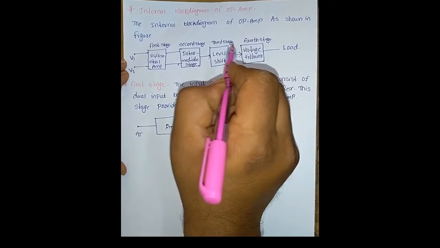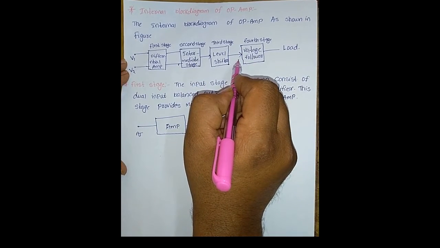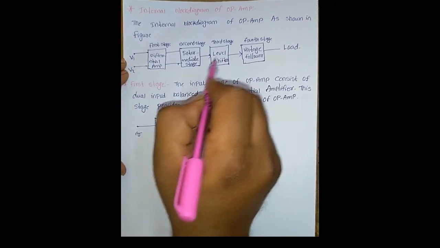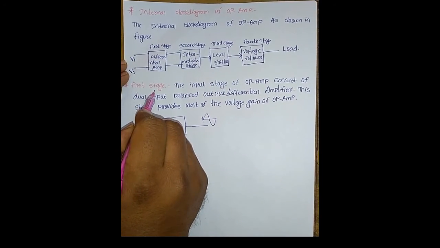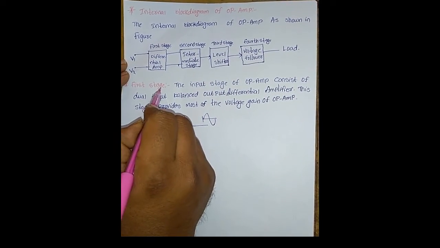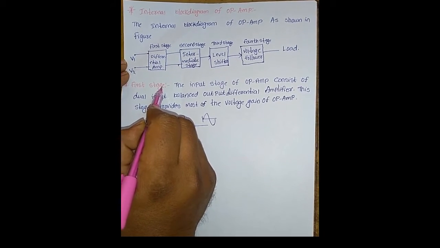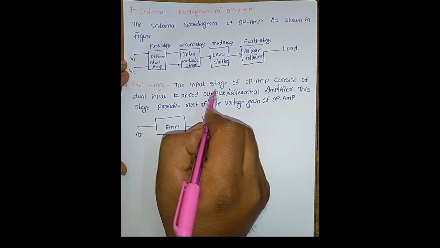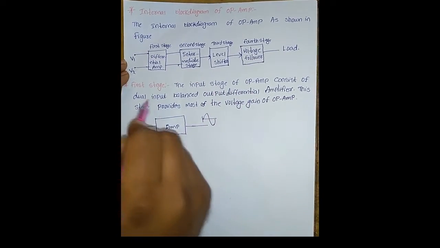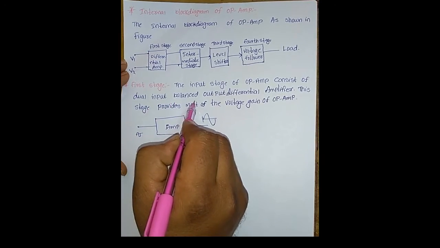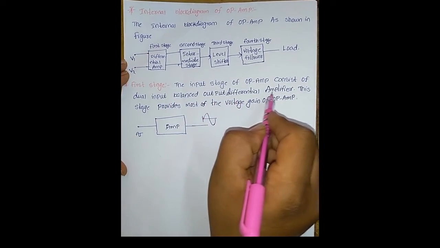Now we will individually discuss each and every stage. The first one is the first stage, which we also consider as the input stage. The input stage of the operational amplifier consists of a dual input balanced output differential amplifier.